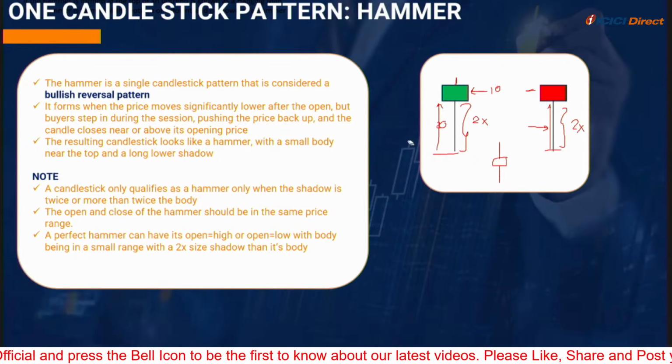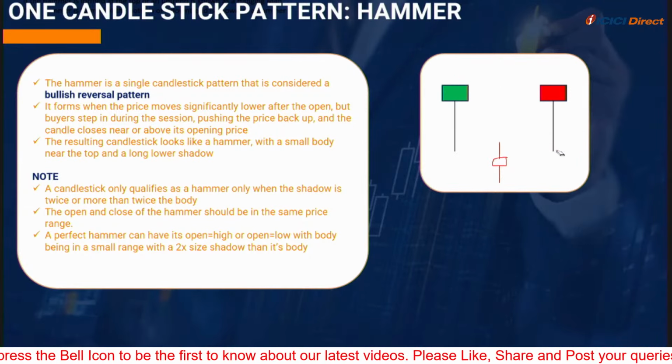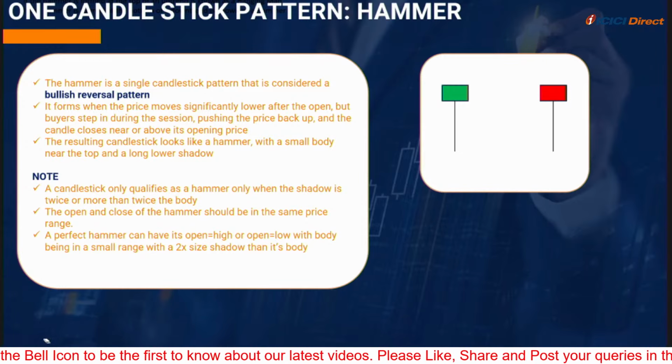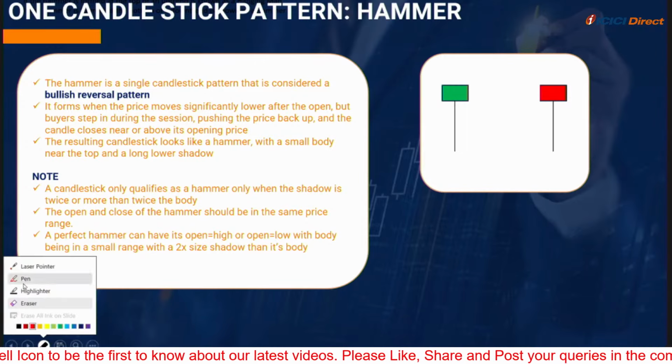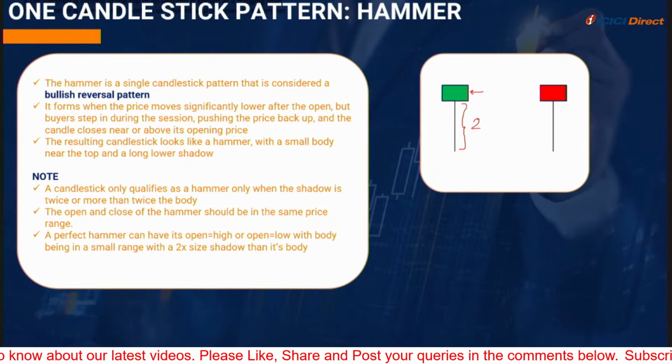I'll again repeat. I'll just take an eraser. A hammer is something which will have a body, can have a green body or a red body, it is okay. It will have a larger lower wick. The condition is that the size of this lower wick should be twice of the body, so it should be 2x of the body.